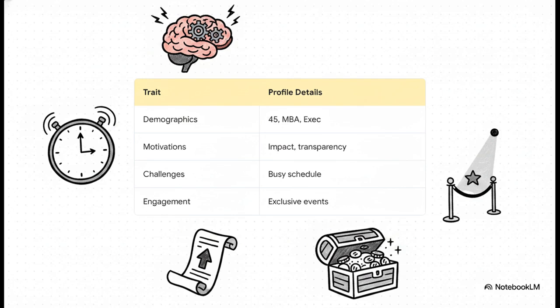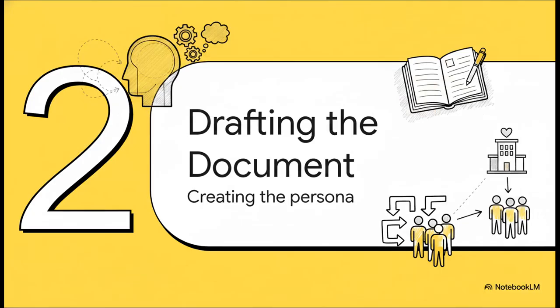Her motivations are transparent projects that create real, tangible opportunities. But look at her challenges. Her schedule is completely packed. Because she's a busy executive, our communication has to be flawlessly concise. If you send Susan some dense 10-page meandering letter, it's straight into the recycling bin. Instead, you send her a crisp 1-page impact report and an invite to an exclusive event. That's how you win. Moving right along to Section 2, drafting the persona document.